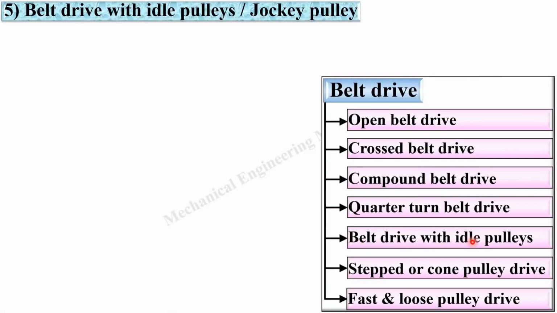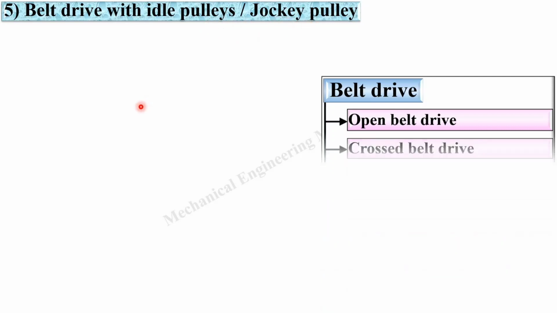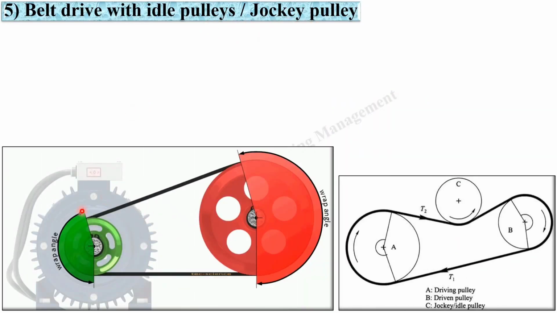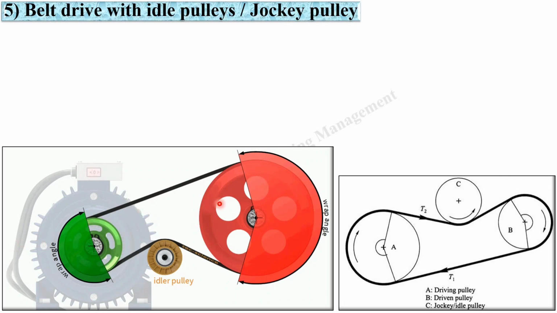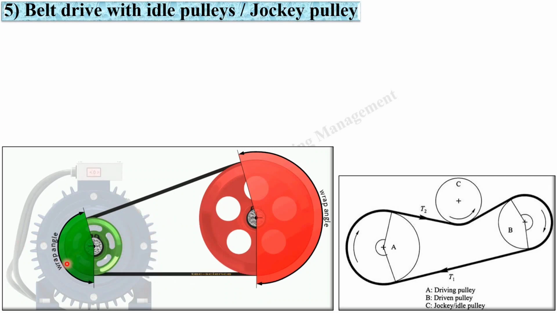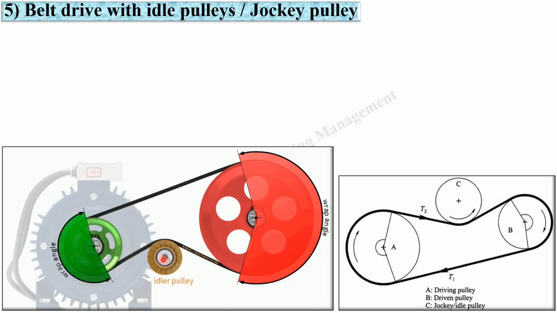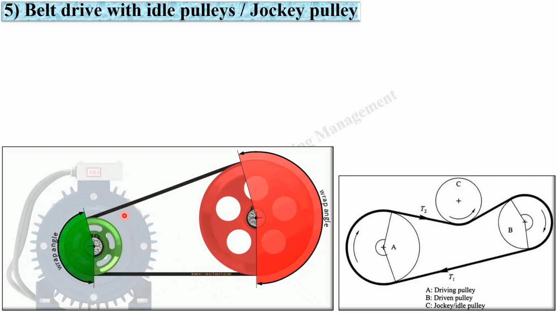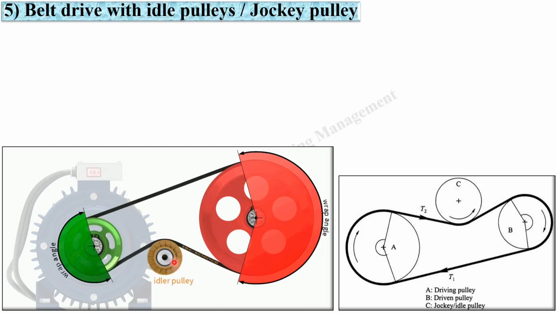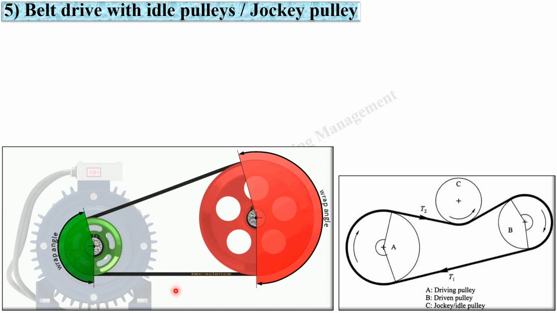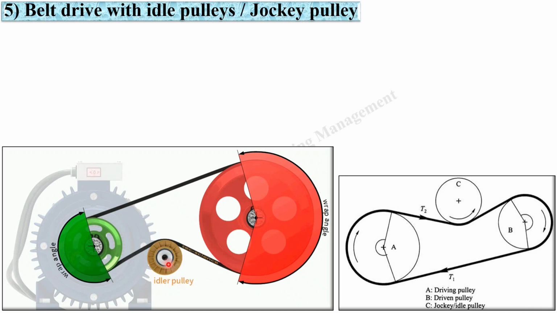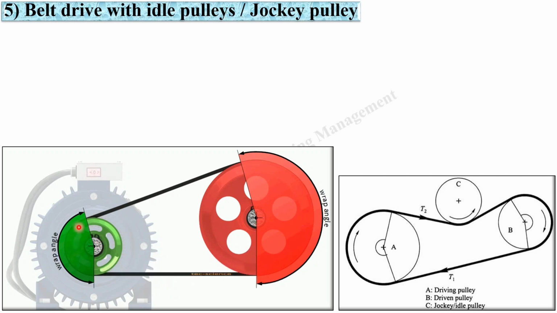Now next one, belt drive with idle pulleys. Sometimes it is called jockey pulleys. So in this figure you can see the first one is called the open belt drive, but if you provide the idle pulley, then it is called the belt drive with idle pulleys. Here you can see this is also called the idler pulley, and with the help of the idler pulley you can increase the contact angle.